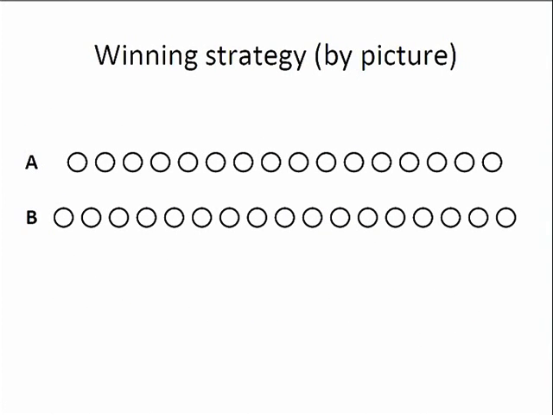So let's just see graphically how the duplicator strategy looks. Here are the two structures, the two linear orders, and we can see that B has one more element than A does. Let's say in round one, spoiler gets to pick which structure he plays in, and selects an element in one of these structures. Let's say he picks this red element in B below. Duplicator has to select an element in the other structure. He'll notice that this red element is closer to the left endpoint of B, so he'll match that distance to the left side.